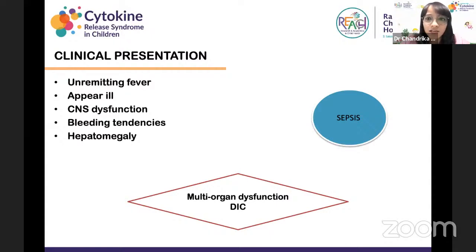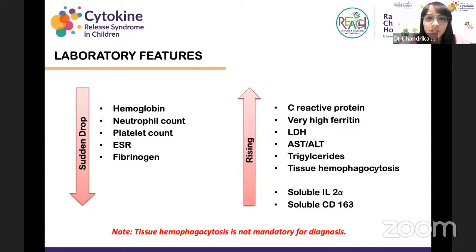But what I would like to highlight over here is always please do think of the underlying trigger that could have led to this picture. Although infections are the most common causes, malignancy and rheumatological triggers are not far behind. And if you further work up these children on investigation, what you would see is a sudden drop in different cell lines, including hemoglobin, the neutrophil count, platelet count.